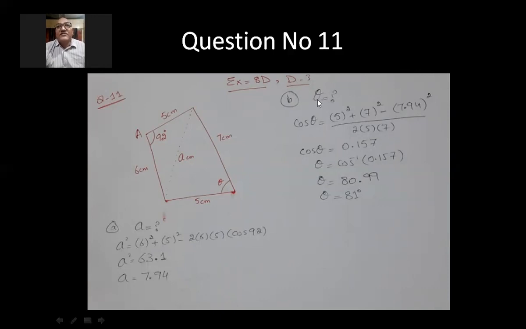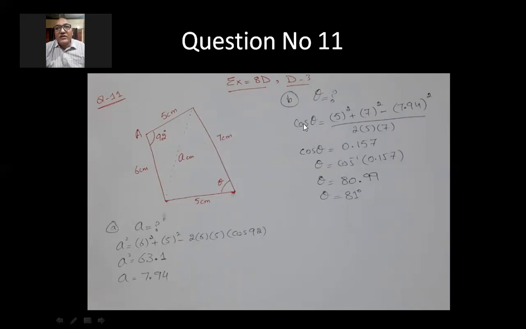So the second part is find the angle theta. He wants you to find out this angle. I know this side, that's 7 centimeter. I know this side, that's 5 centimeter. I know this side, we just found it, 7.94. So I know the three sides of this triangle. I want to know this angle.